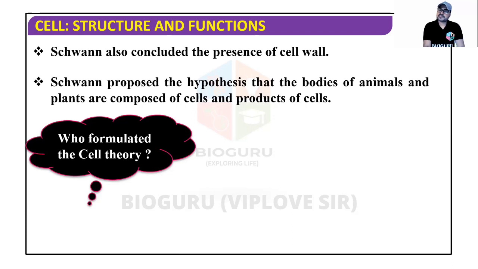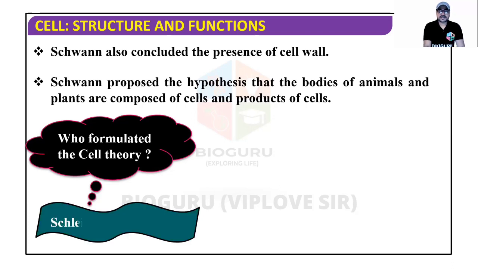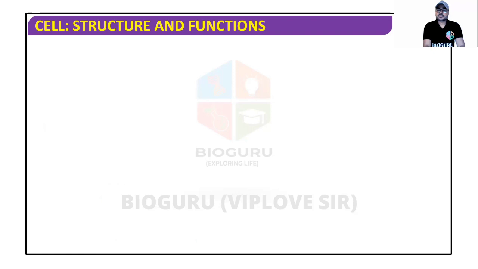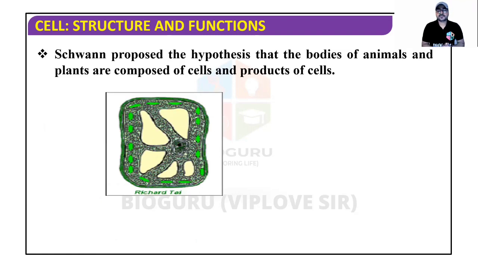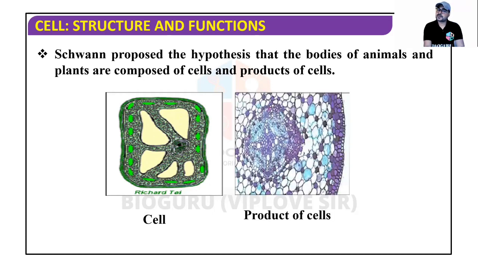Then who formulated cell theory? Yes, Schleiden and Schwann. That's good. So Schwann proposed the hypothesis that the bodies of animals and plants are composed of cells and products of cells. Products of cells are like tissue, organ, system.